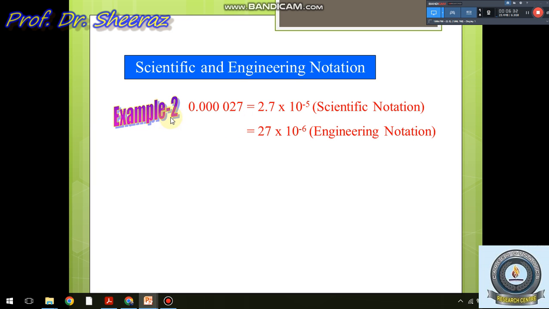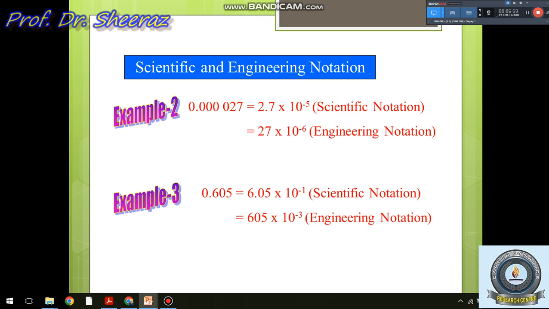Likewise, see this example, 0 point, there are 4 zeros and 27. So if the decimal is moved 5 places, 1, 2, 3, 4 and 5, this is 2.7 multiplied by 10 power minus 5, scientific notation, and it can be written as 27 multiplied by 10 power minus 6 because now the decimal point has been shifted after 7. So this is engineering notation.